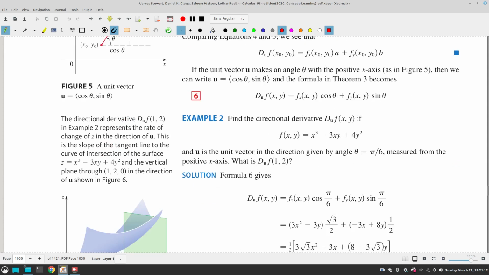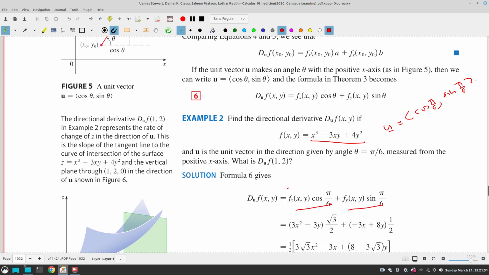Okay, so you have f(x,y) equals x cubed minus 3xy plus 4y squared. We want to calculate the directional derivative in the direction given by the angle theta equals pi by 6, measured from the positive x-axis. So the unit vector we're talking about has components cosine pi by 6 and sine pi by 6. And then D_u f(x,y) is f_x times cosine pi by 6 plus f_y times sine pi by 6.